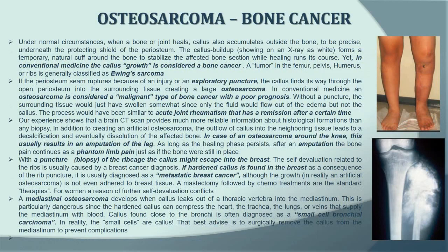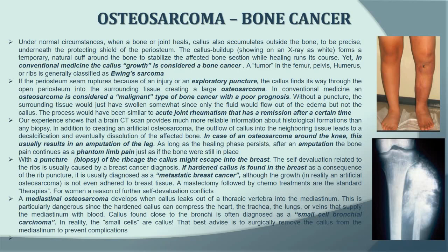Next, let's talk about osteosarcoma or bone cancer. Under normal circumstances, when a bone or a joint heals, callus also accumulates outside the bone, and to be precise, underneath the protecting shield of the periosteum. And the callus buildup, which you can see here in the X-ray, for example, on the right as a white area, forms a temporary natural cuff around the bone to stabilize the affected bone section while the healing runs its course. Yet in conventional medicine, the callus growth is considered to be bone cancer.